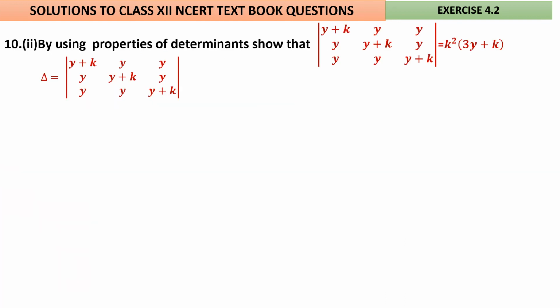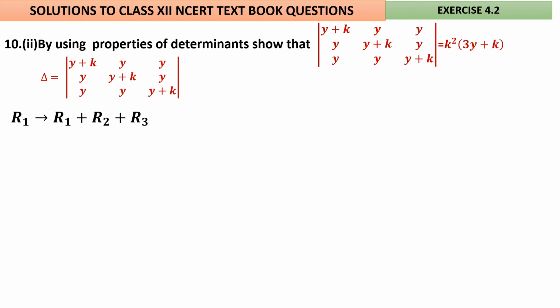Okay. Let us go to the next question, 10 subdivision 2. By using properties of determinants, show that the determinant with rows y plus k, y, y; y, y plus k, y; y, y, y plus k is equal to k square into 3y plus k. You can see that even the determinant has a certain kind of pattern, so that you get this on the right hand side. Well, the right hand side is a product of some factors. Let us try to do it.